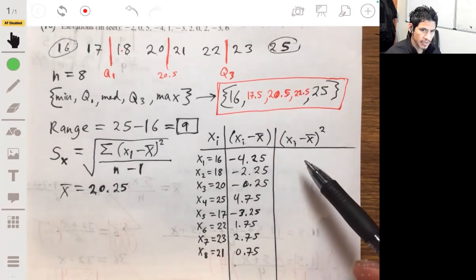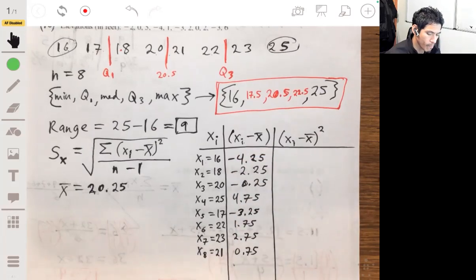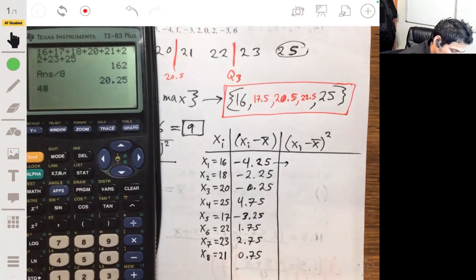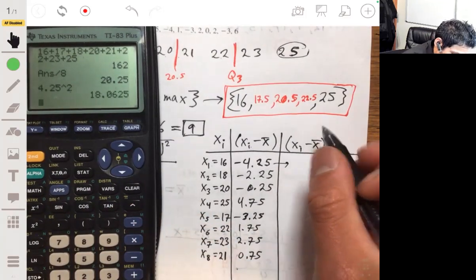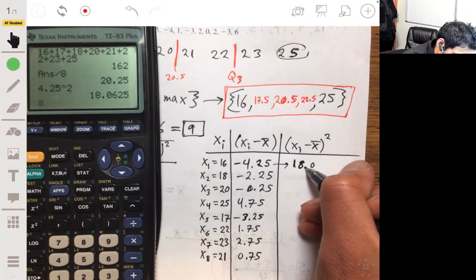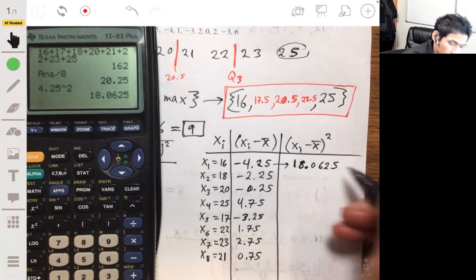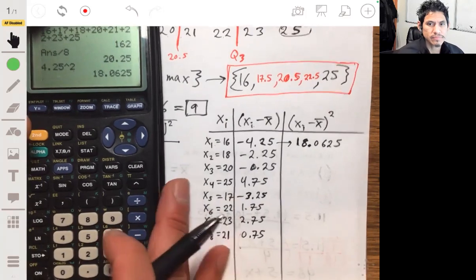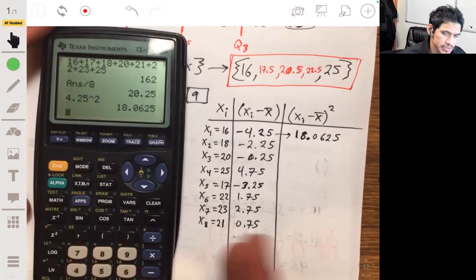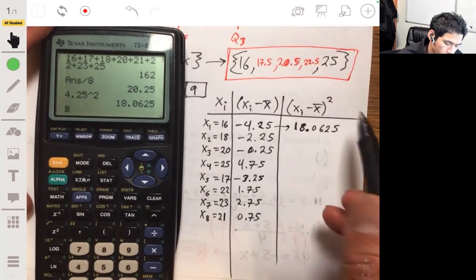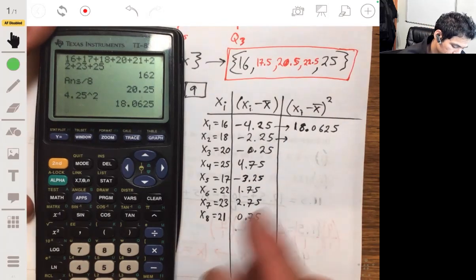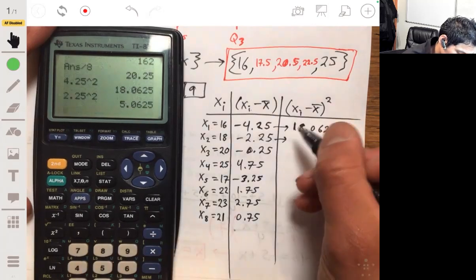And then we just square these values. We quite literally take these values and square them to get these values. So 4.25 squared, 18.0625. Now, depending on how accurate you want to be or where you want to round, it's just a question of what your teacher or professor wants. And these are always going to be positive because a negative times a negative is a positive, and a positive times a positive is positive. So let me just run those out.